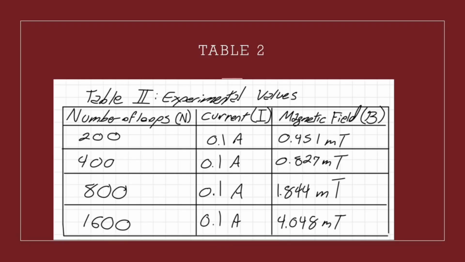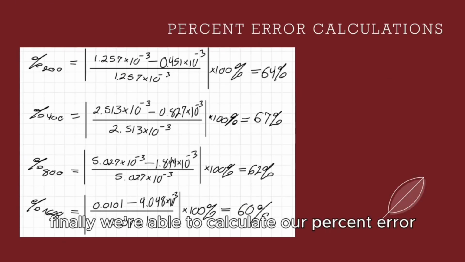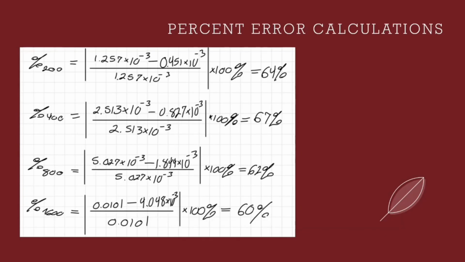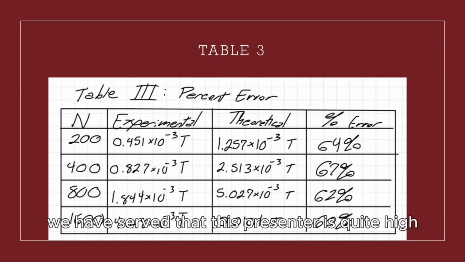Finally, we're able to calculate our percent error. For the 200 loop coil, we arrive at a 64% error, 400, 67, 800, 62, and 1600, 60% error. We observe that this percent error is quite high for all of these iterations.